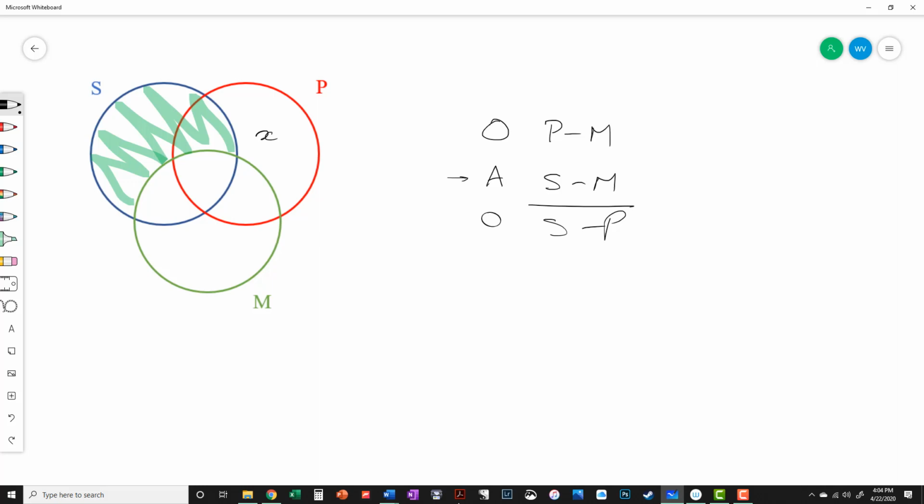All right, so now we're dealing with the S circle and the P circle, and to have some S be not P would be to have an X in the region of S that's outside of P. And that's not what we have. To put that information into the diagram, you have to put an X there. In other words, you have to change the diagram to represent the conclusion. And in a Venn diagram, whenever you have to change the diagram to represent the conclusion, that means that the argument is invalid.